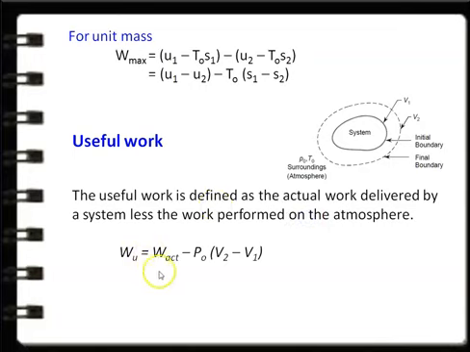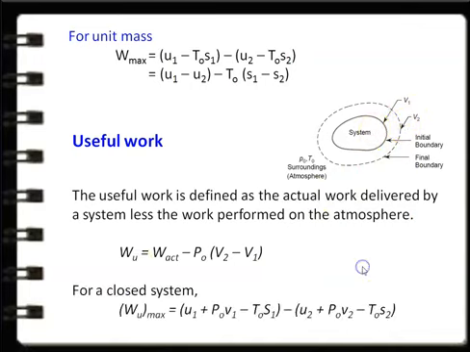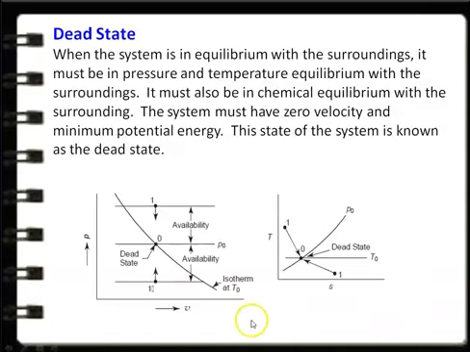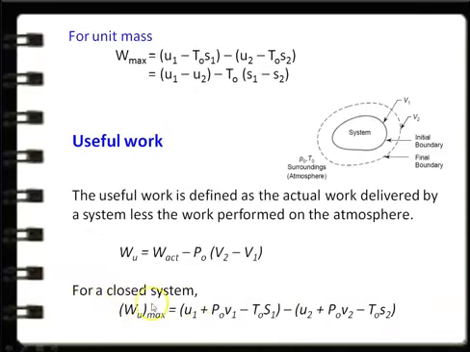So useful work equals actual work minus P0 into V2 minus V1. P0 is the surrounding pressure, V2 is the final volume, V1 is the initial volume. So this is the useful work. For a closed system, WU maximum equals U1 plus P0V1 minus T0S1 minus U2 plus P0V2 minus T0S2. That is the useful work for the closed system.